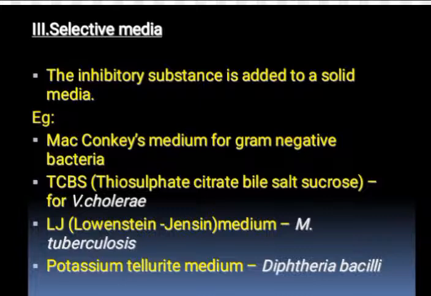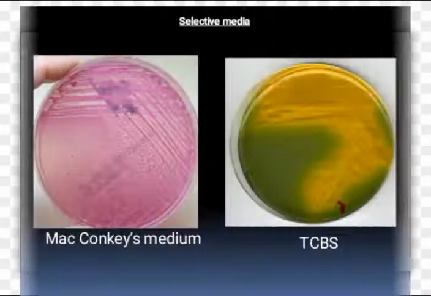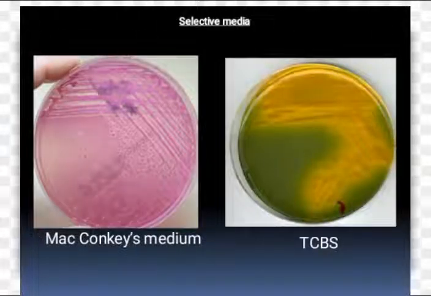Third type of special media is selective media. In selective media, the inhibitory substance is added to a solid media. Examples of selective media are MacConkey's medium for gram-negative bacteria, TCBS or thiosulfate citrate bile salt sucrose for V. cholerae, LJ or Lowenstein-Jensen medium for Mycobacterium tuberculosis, potassium tellurite medium for diphtheria bacilli. You can see some selective media in these slides.